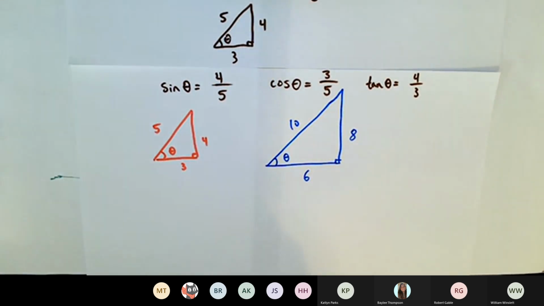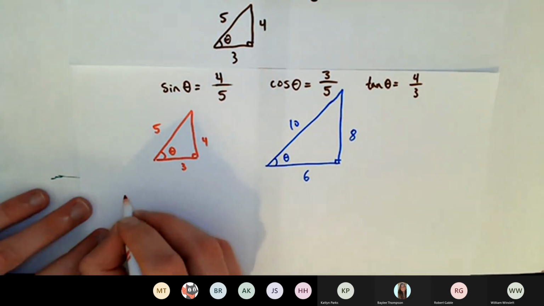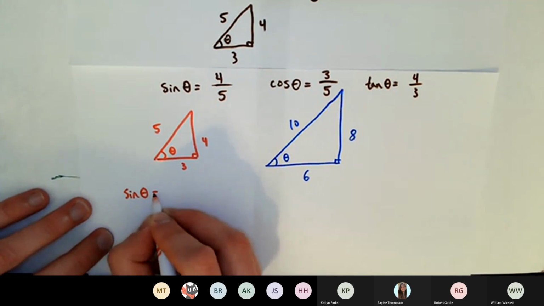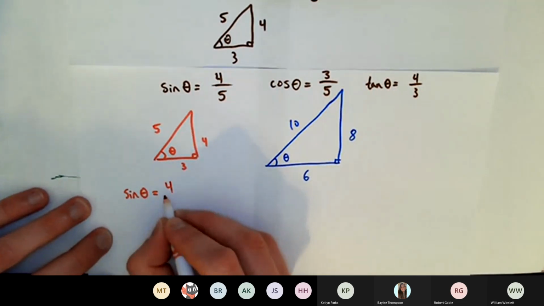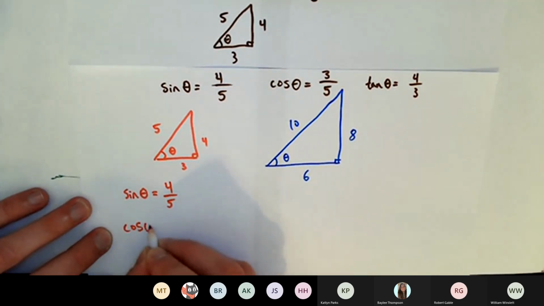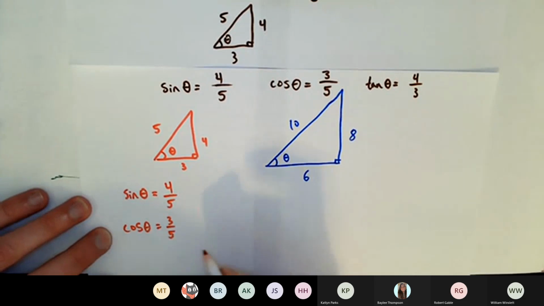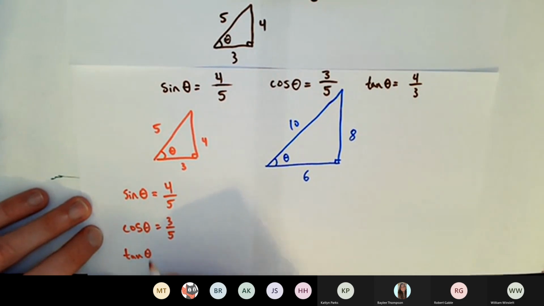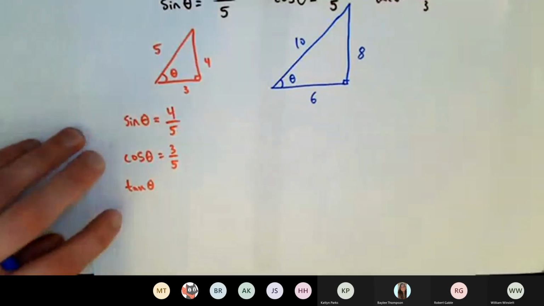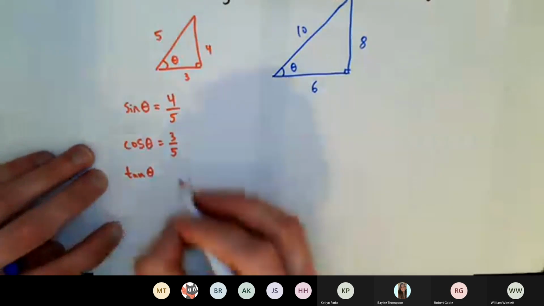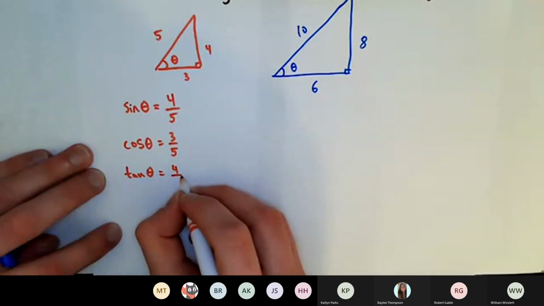Okay, so what can I say here? Sine of theta for the red triangle, we've already done this. This is 4/5. Cosine of theta is 3/5. And tangent of theta is 4/3.